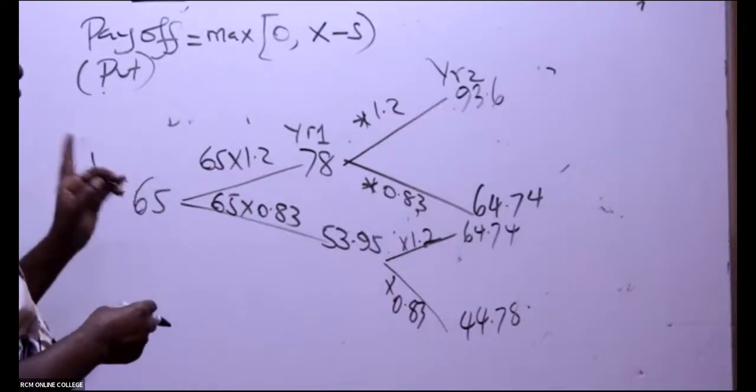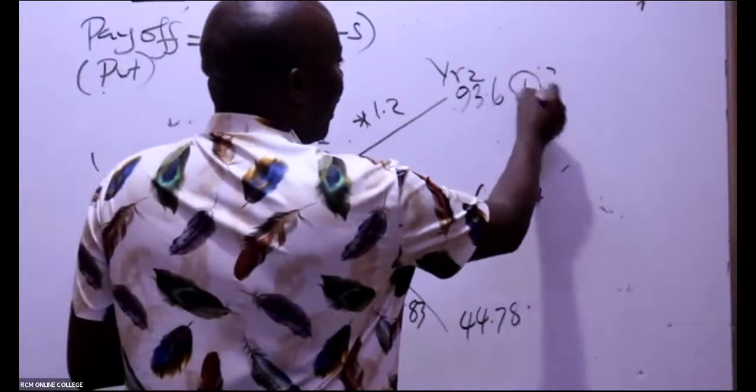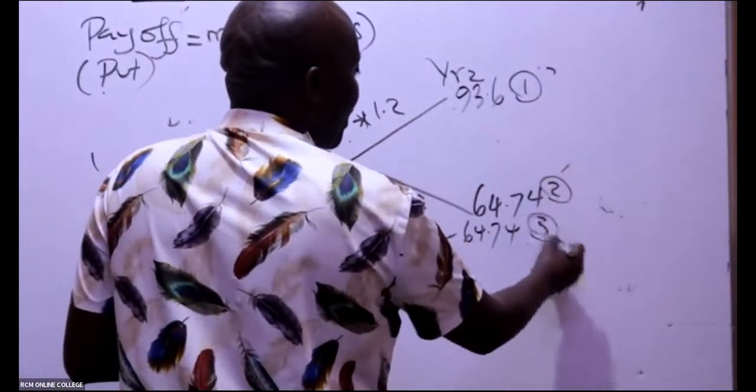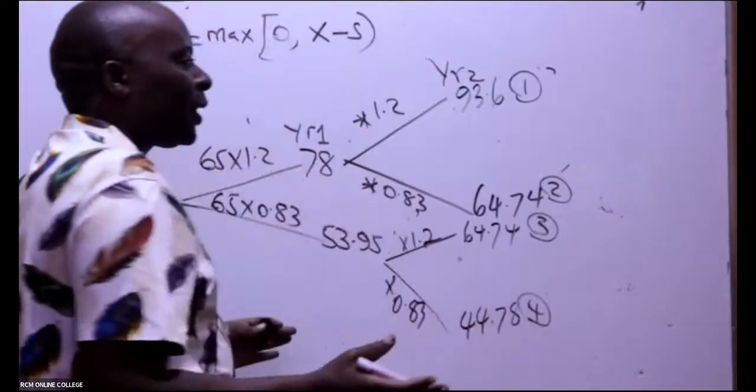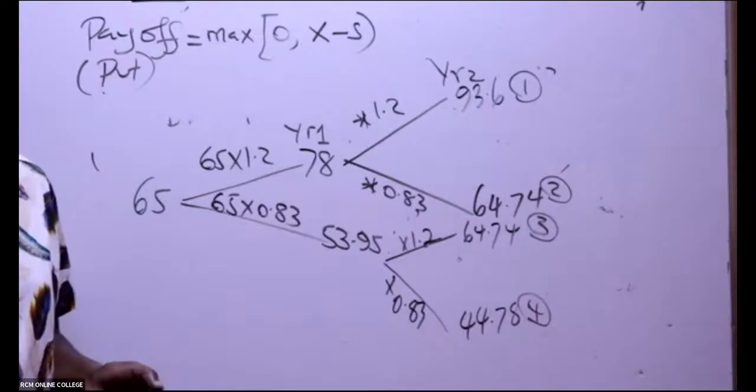You're going to have your nodes, and these nodes are 4. There are 4 nodes. So we have node 1, node 2, node 3, node 4. There are branches as well.